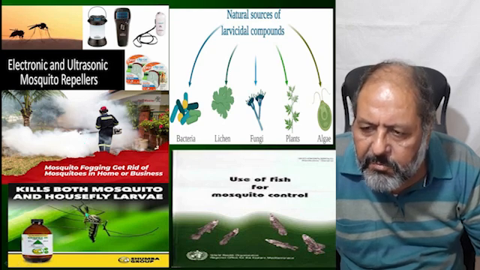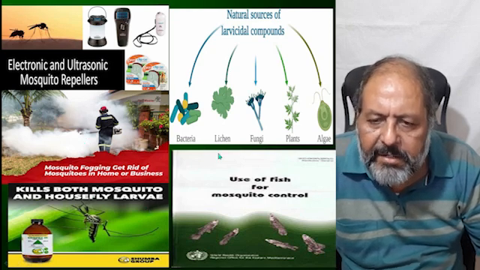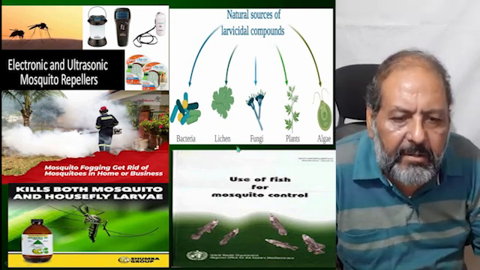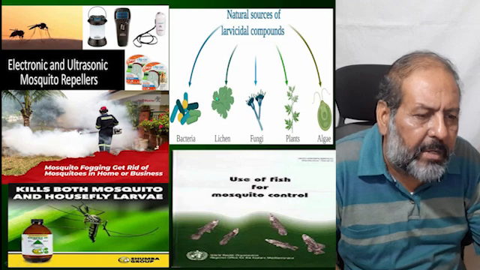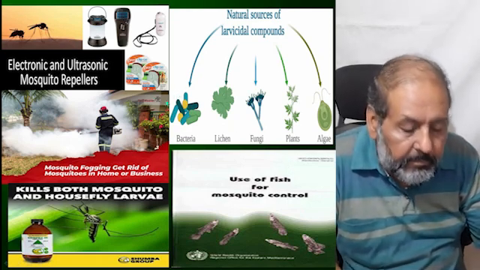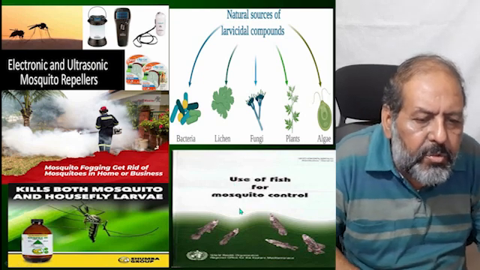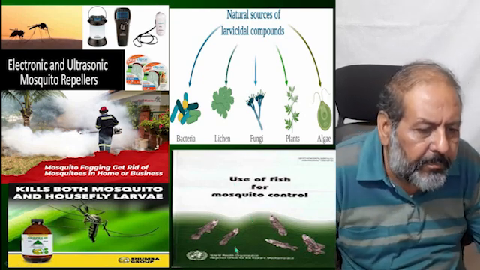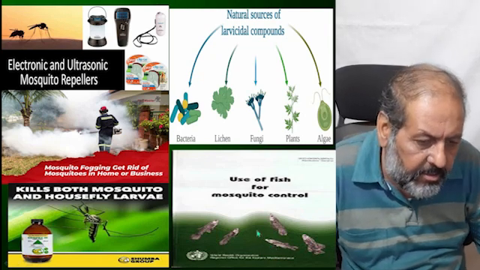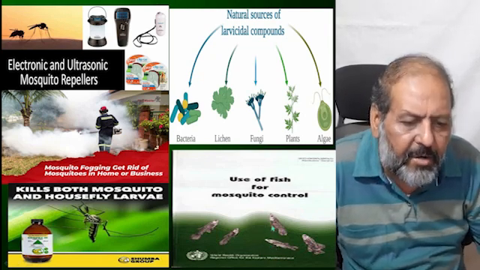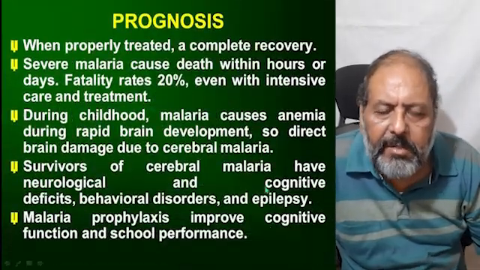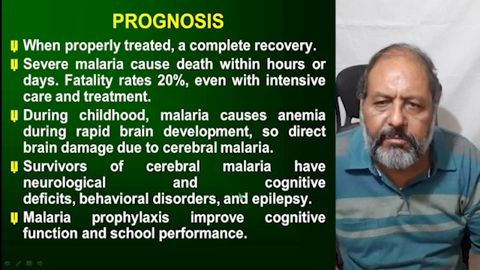That fogging can get rid of housefly and other things. Then natural sources of larvicidal component are bacteria, lichen, fungi, plants, and algae. These are also capable of killing the mosquitoes. Then use of the fish for the mosquito control. There is certain fish which is very much fond of taking the larva of the mosquito and reducing the mosquito population. Now the last is prognosis of the malaria.